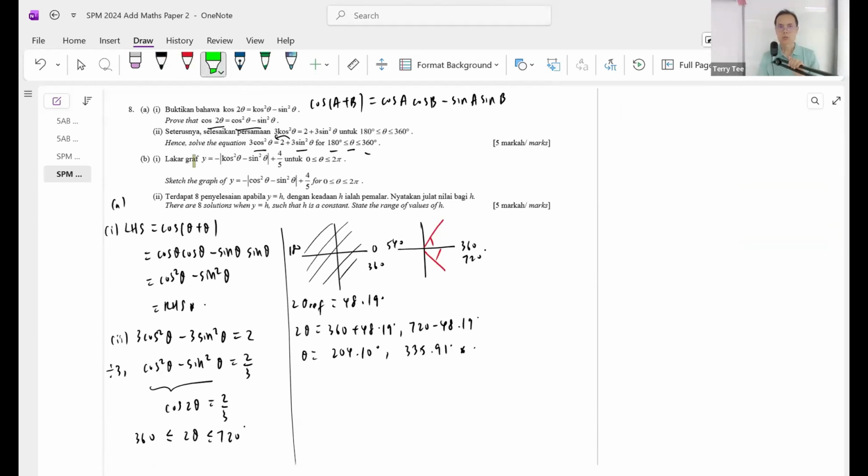Okay, ask yourself, does your answer fall within this domain? Yes, right? If your answer is less than 180 or more than 360 is out, right? So this is correct. It's well within the domain, 180 to 360.